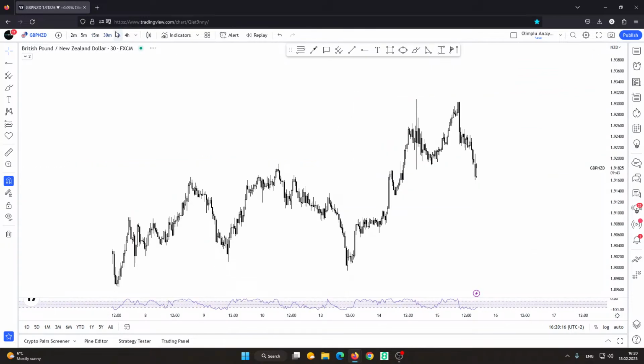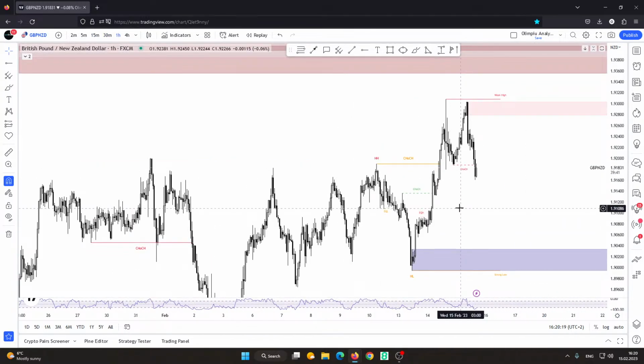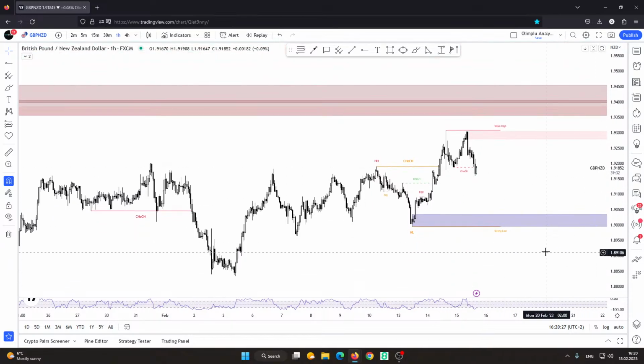So if you're not telling me your levels, more specifically your ideal TP level, I currently have mine set to 1.8990. So yeah, it's your trade.